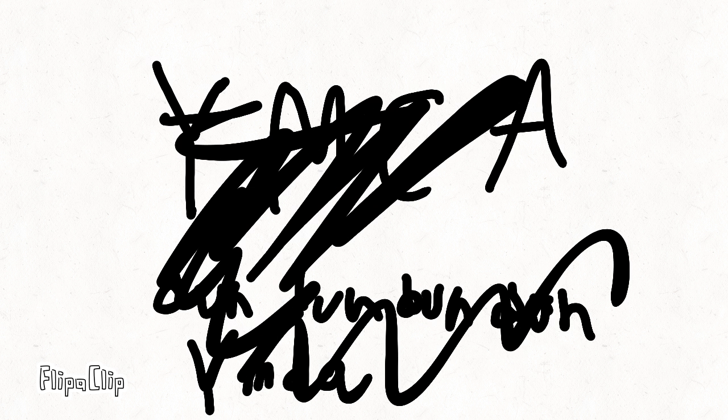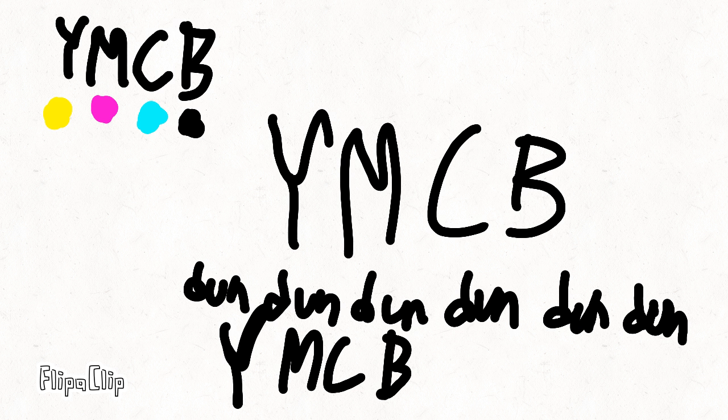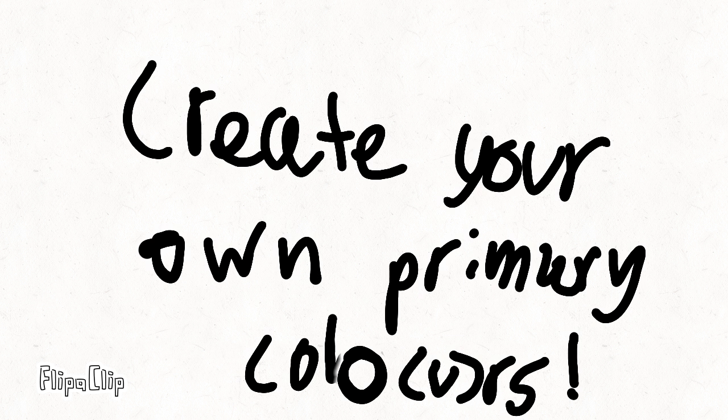Oh, well, YMCA. Not YMCA. I am thinking of the wrong thing. But yellow, cyan, magenta, and black. Well, this will also lead into my next segment on how to make your own primary color system.